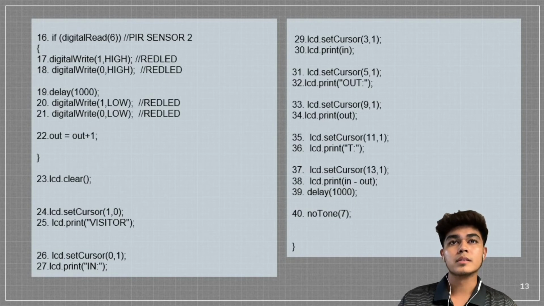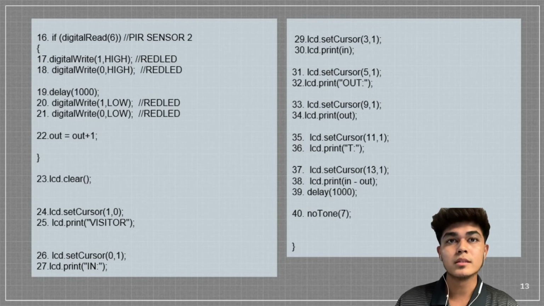For lines 17 and 18, the coding lights up the LED when the motion sensor detects motion. And for line 19 we put delay 1000 to delay the LED for 1 second. And for lines 20 and 21 the LED will light off. And for line 22 we put out equals out plus 1 to increase the total number of people going out of a shop to be displayed on the LCD screen.